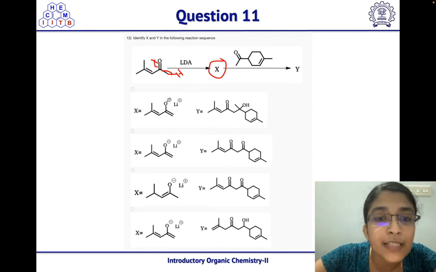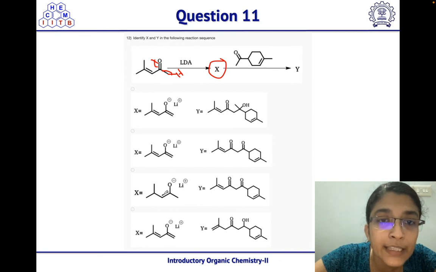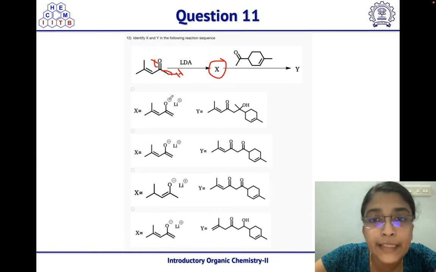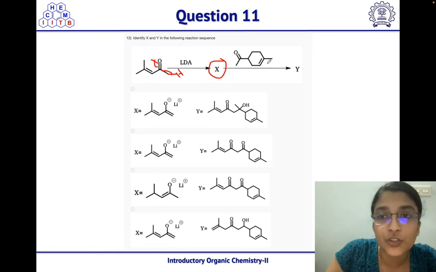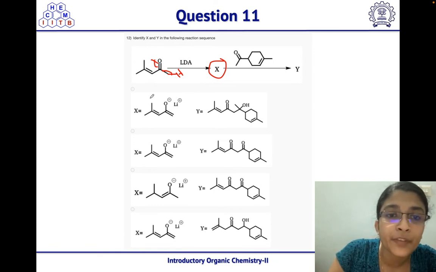So out of these 4 options, X is this and X is this. Like here formation of lithium enolate will not be feasible. So the formation of lithium enolate will take place from this side and we will get compound X as this. This is the lithium enolate that will be formed. Now that lithium enolate will add on to this ketone.